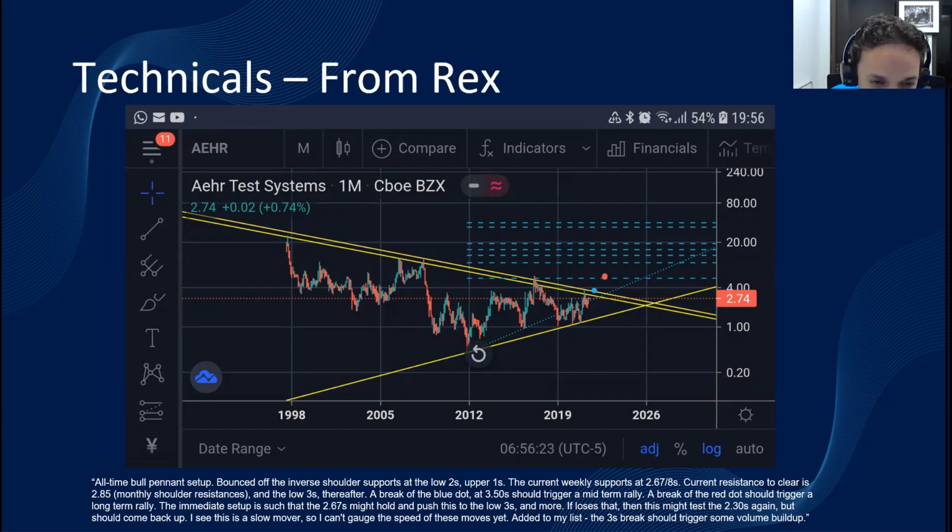So he's saying a break of the blue dot at the 350s should trigger a midterm rally. I don't know what that means. A break of the red dot should trigger a long-term rally. Okay, great. The immediate setup is such that 267s might hold and push. So you can see his commentary there. And basically he said, added to his list, the threes break should trigger some volume buildup. So I think we kind of have a similar view on between here and 350.